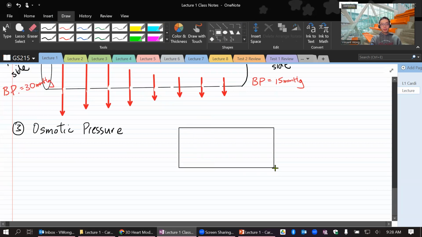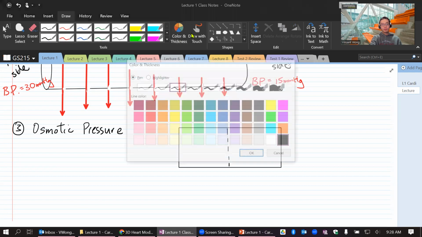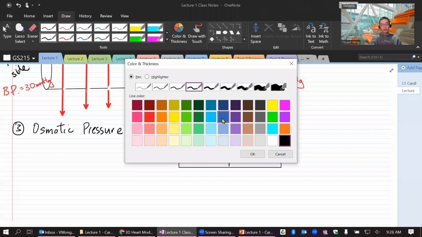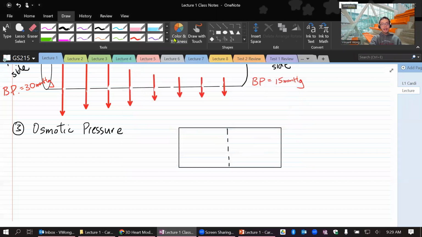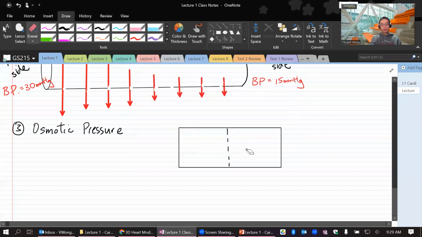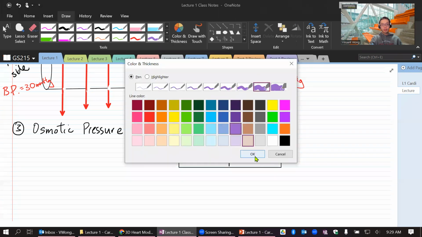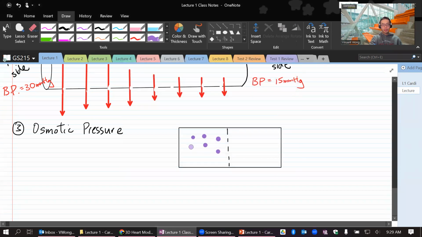Let's quickly think about this one. If you were with me last semester, I spent quite a bit of time trying to convince you about this scenario, but let's just refresh our memory on that. Let's say I have two chambers here, one on the left, one on the right, and then I have some solutes in it. That's not big enough. Let me make it bigger right there. We have some solutes here, and then we also have some solutes here.